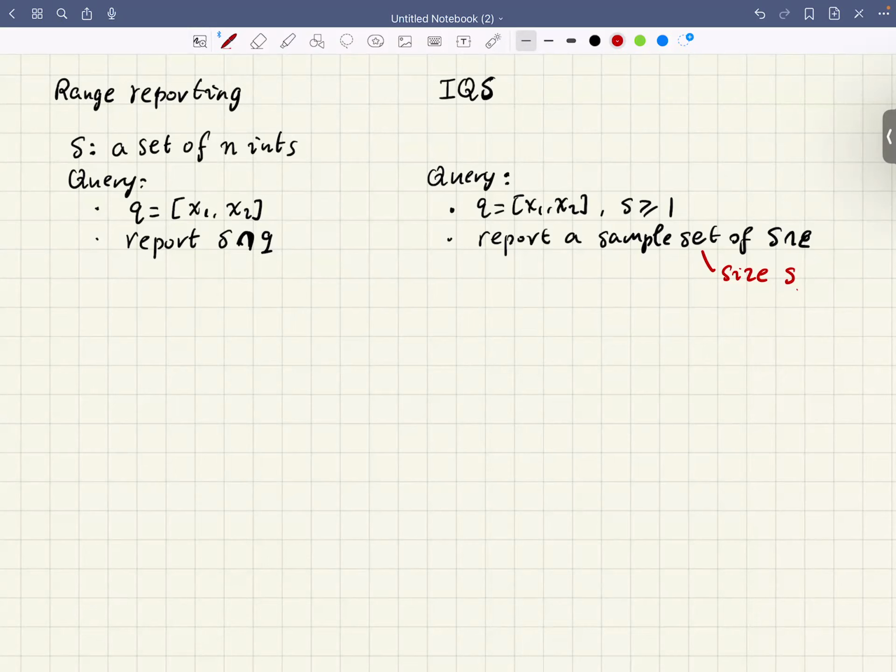So let's say S is 1. What should you return? If S is 1, you want to return just one element, but it cannot be an arbitrary element. It has to be a random element. You see what I mean, right?